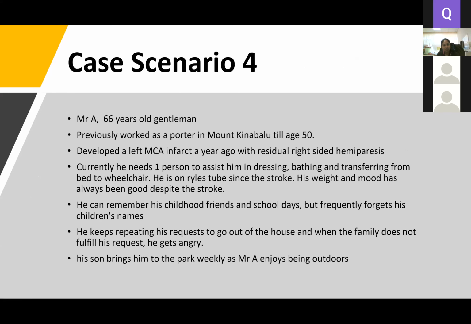In case scenario 4, Mr. A is a 66-year-old gentleman who previously worked as a porter in Mount Kinabalu till the age of 50. He developed a left MCA infarct a year ago with residual right-sided hemiparesis. Currently, he needs one person to assist him in dressing, bathing, and transferring from bed to wheelchair. He has been on Ryle's tube since the stroke. His weight and mood have always been good despite the stroke. He can remember his childhood friends and school days, but frequently forgets his children's names. He keeps repeating his request to go out of the house, and when the family does not fulfill the request, he gets angry. His son occasionally brings him to the park.